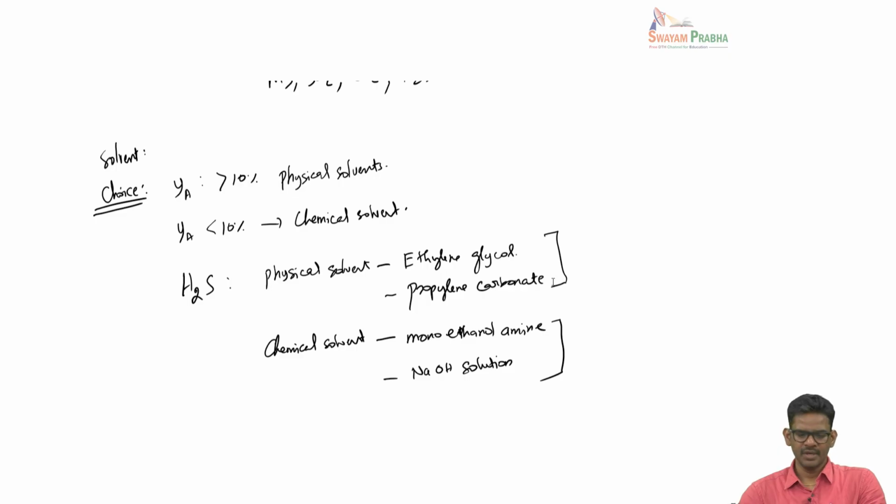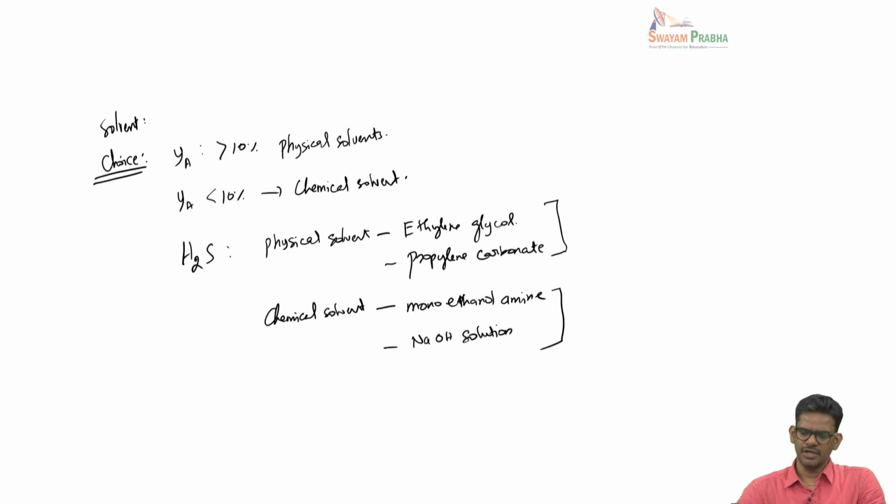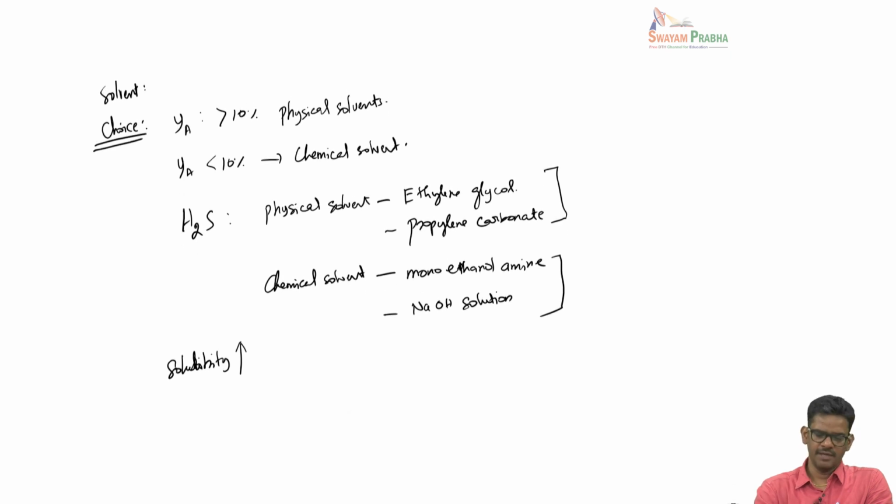And in general, when we think about a solvent for absorption, we have to think about a solvent that has high solubility. Solubility should be high, and we want the solvent to be less volatile. So volatility should be very low. What will happen if it is more volatile? If the solvent is more volatile, what does it mean?